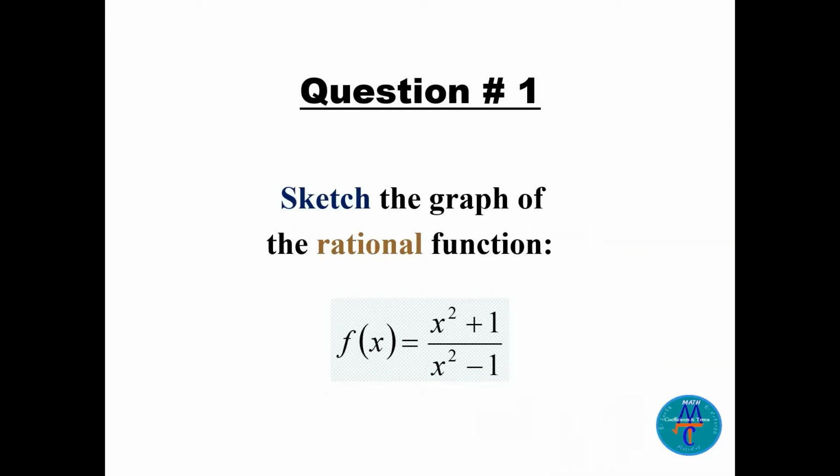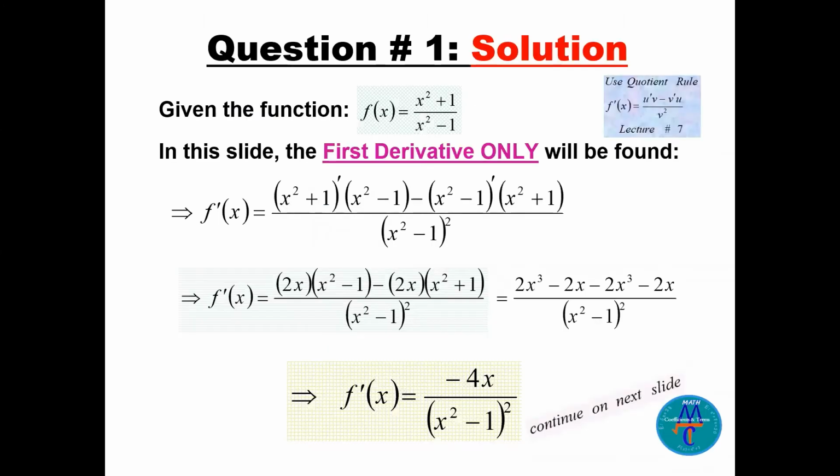Question number 1: sketch the graph of the rational function f of x equals x squared plus 1 divided by x squared minus 1. We will go into details for this. We will find now the first derivative, f prime.